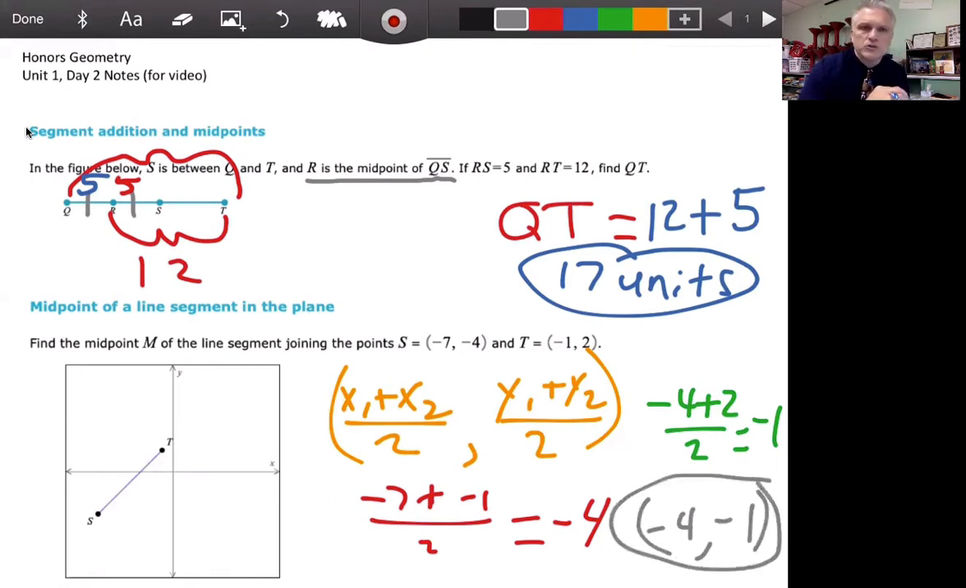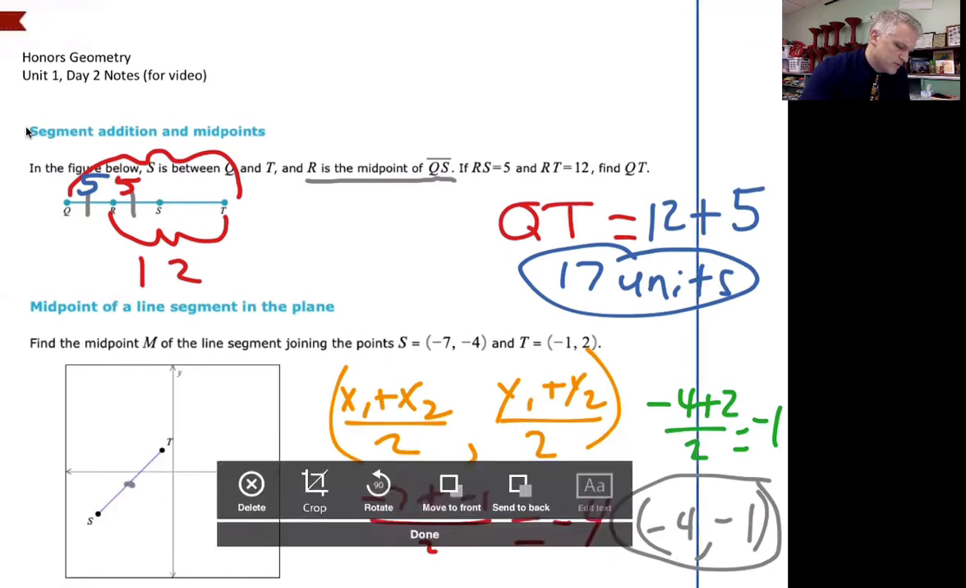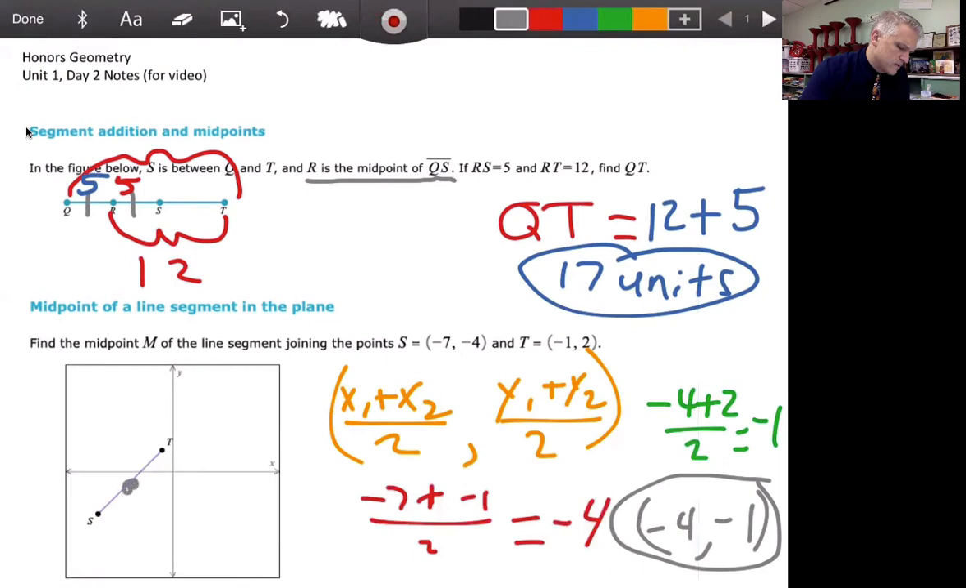Always look to see if your answer is reasonable. (-4, -1) looks like it's somewhere around here, and it does look like it's a midpoint. So I think our answer is very reasonable. Let's go to the next one.